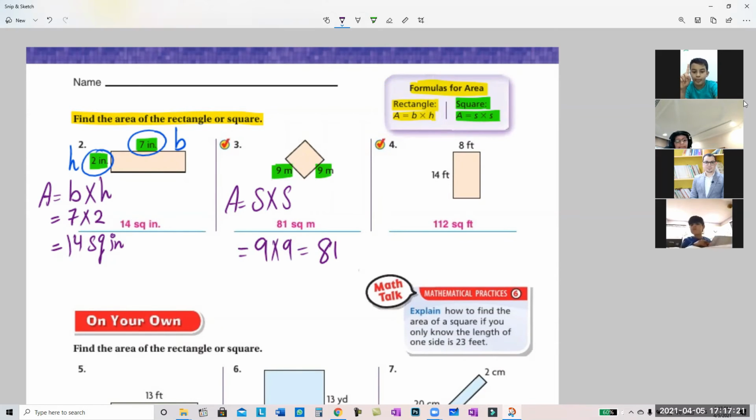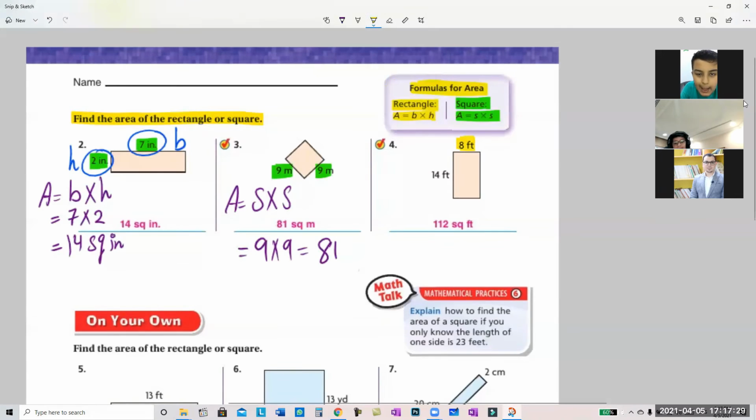Yes, Ibrahim Yusuf, are you there? Yes, miss. Okay, number 3. We have 8 and 14. So are we dealing here with a square or rectangle? Square. Square, great. So the area here equals what?